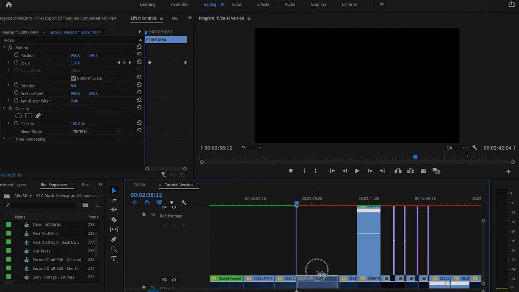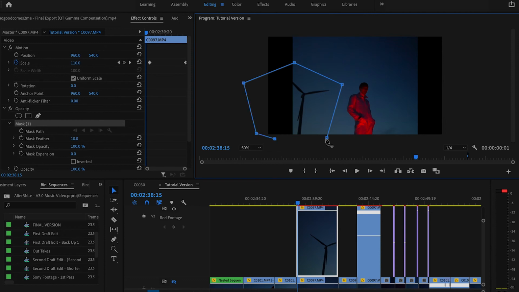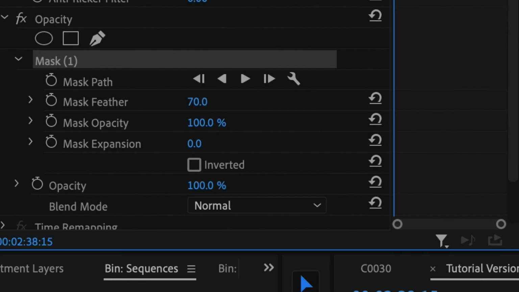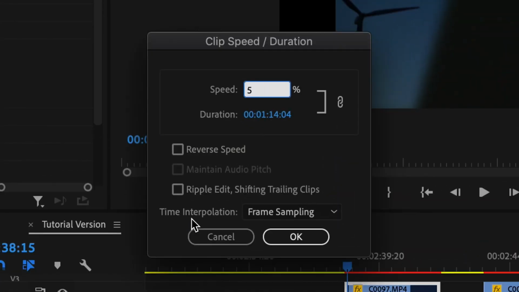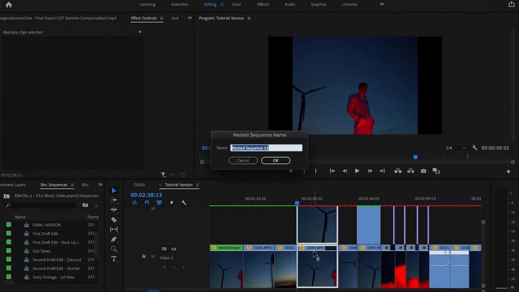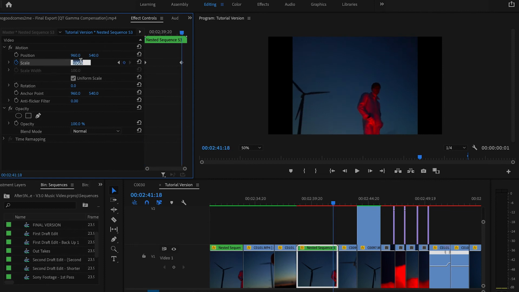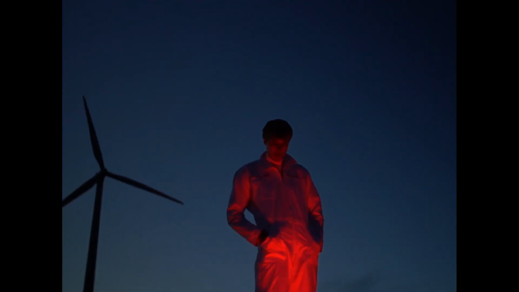The effect number 2. I kept down the same speed and just slowed the wind turbines down so it was slightly edgy. To do this, basically what I did is I duplicated the clip, masked out the wind turbine, added a small feather around the wind turbine, slowed down the clip to 5%, turned the clip to optical flow so that it would be super slow and smooth. And then I nested the two clips so that I could add a small artificial zoom with keyframes to both of the clips at the same time.